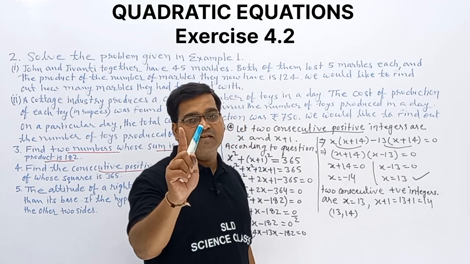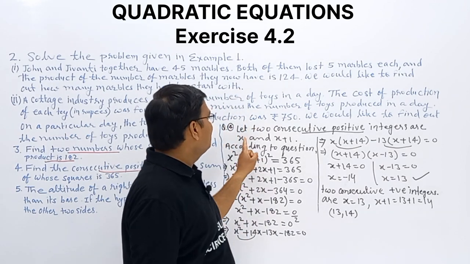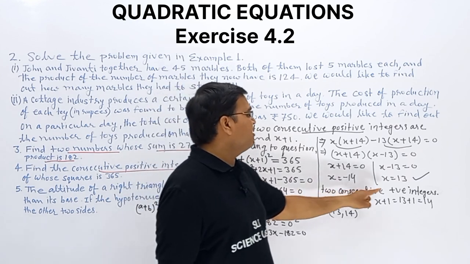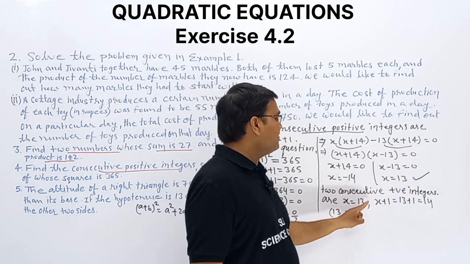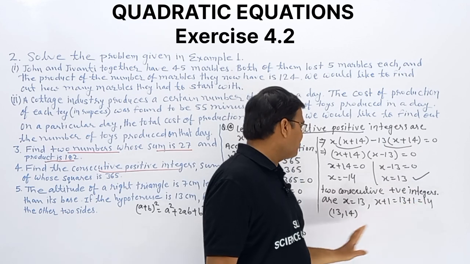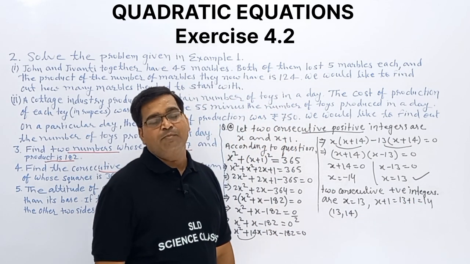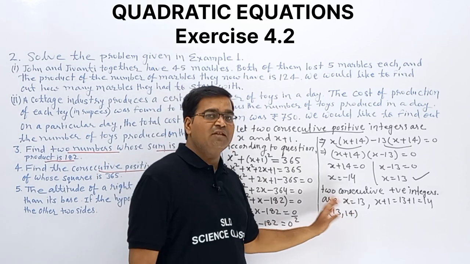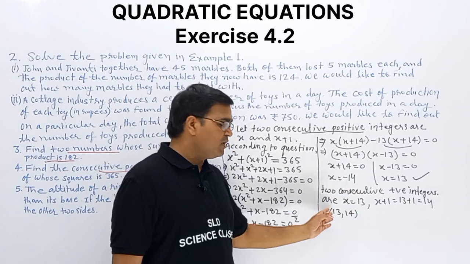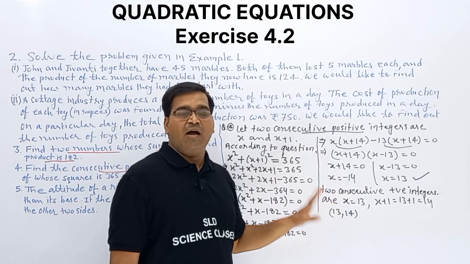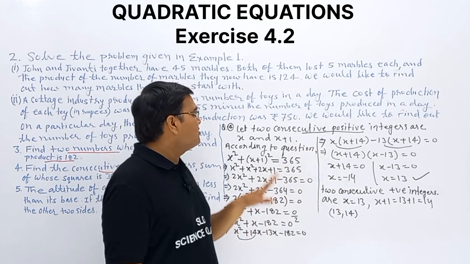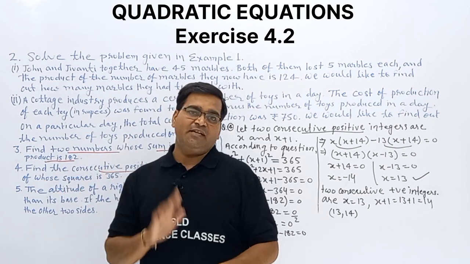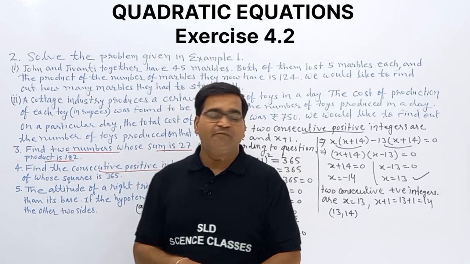One number is 13. So another will be what? x plus 1. x and x plus 1. x is 13. Two consecutive positive integers are x equal to 13, x plus 1 equal to 13 plus 1 equal to 14. So 13 and 14, two numbers, they are consecutive. Obviously 13 then 14, they are continuous numbers. So consecutive and positive integers. Our condition is satisfied. So the answer of this question is 13 and 14. Now observe question number 5.